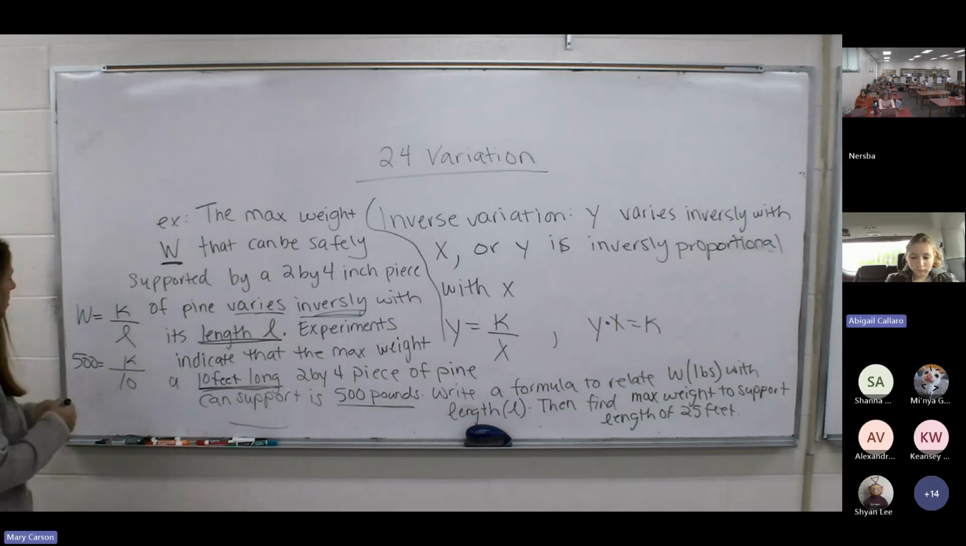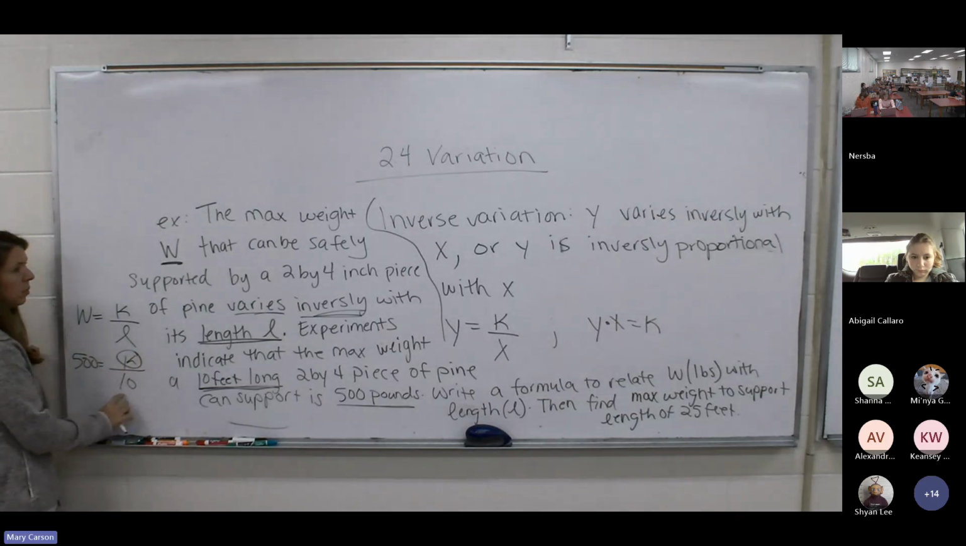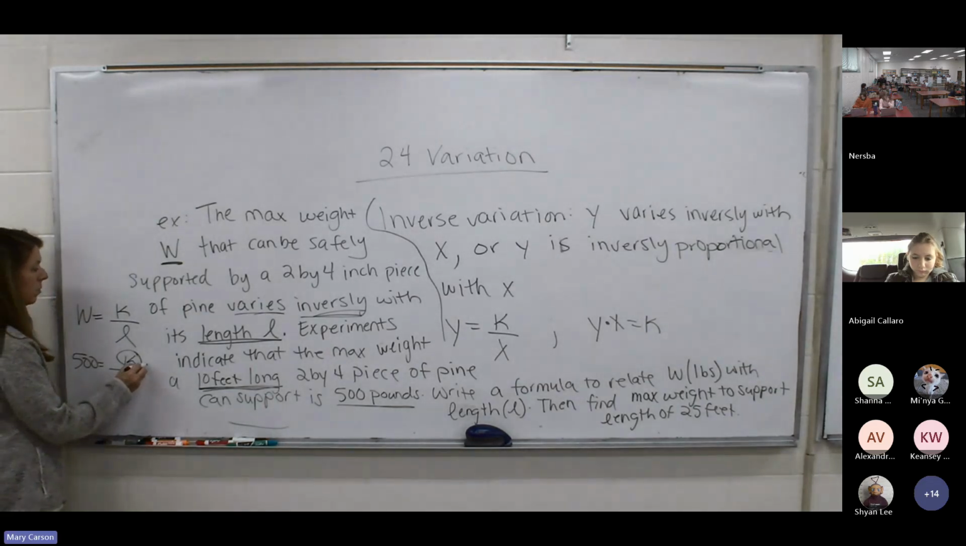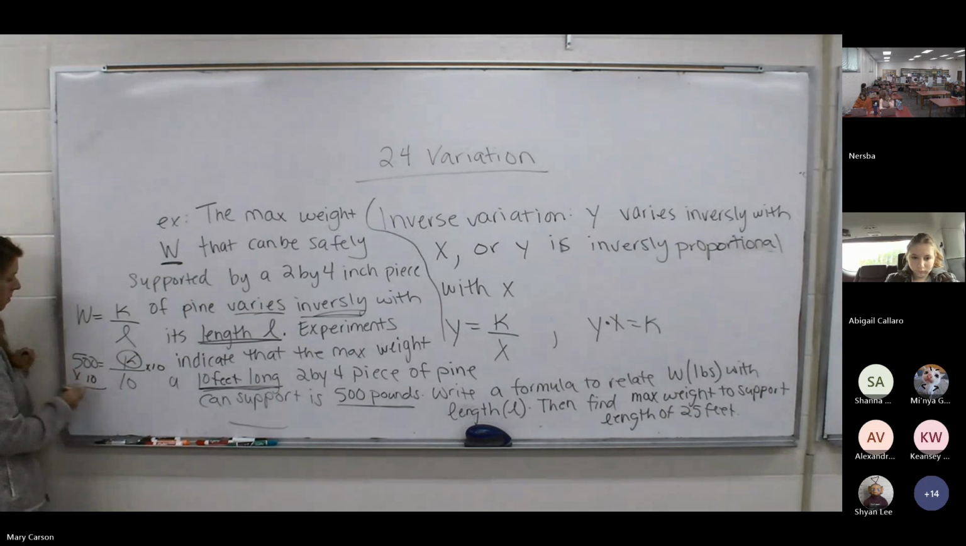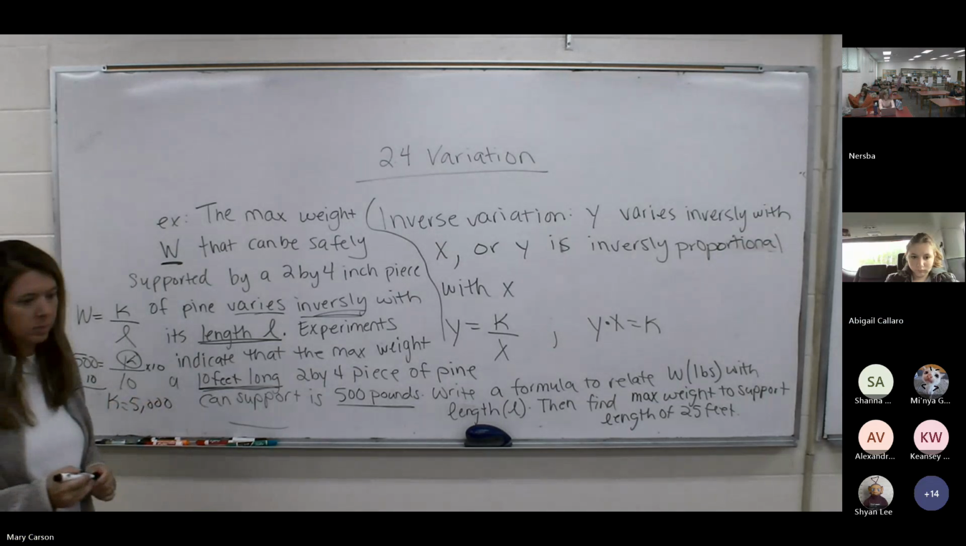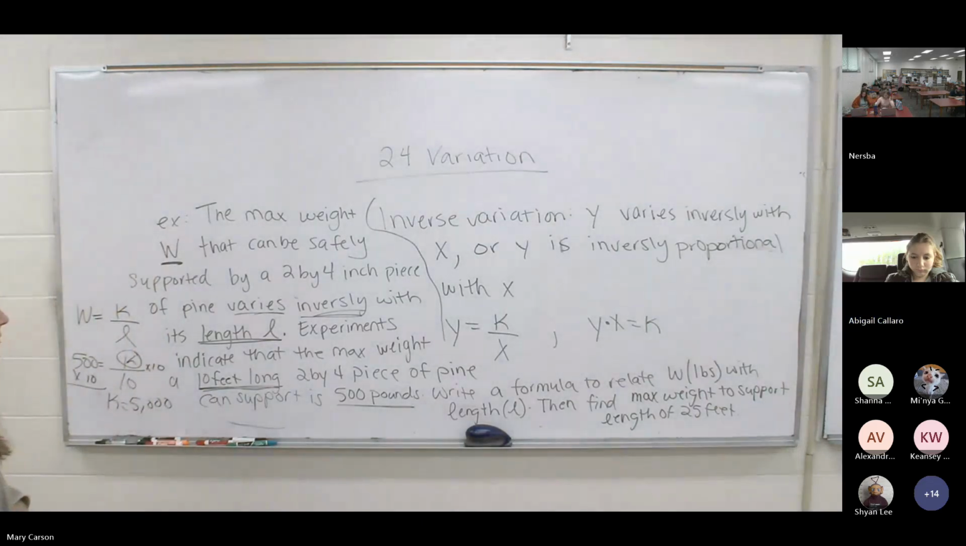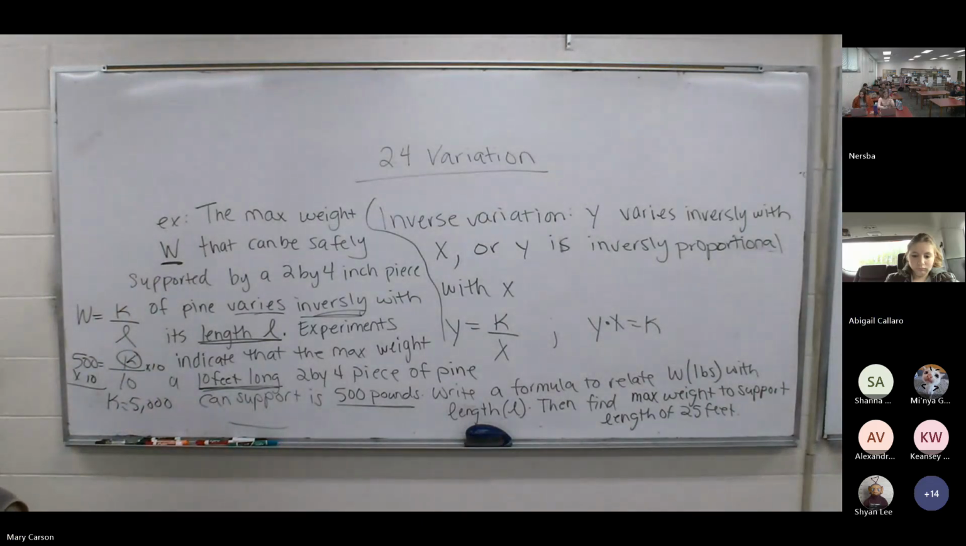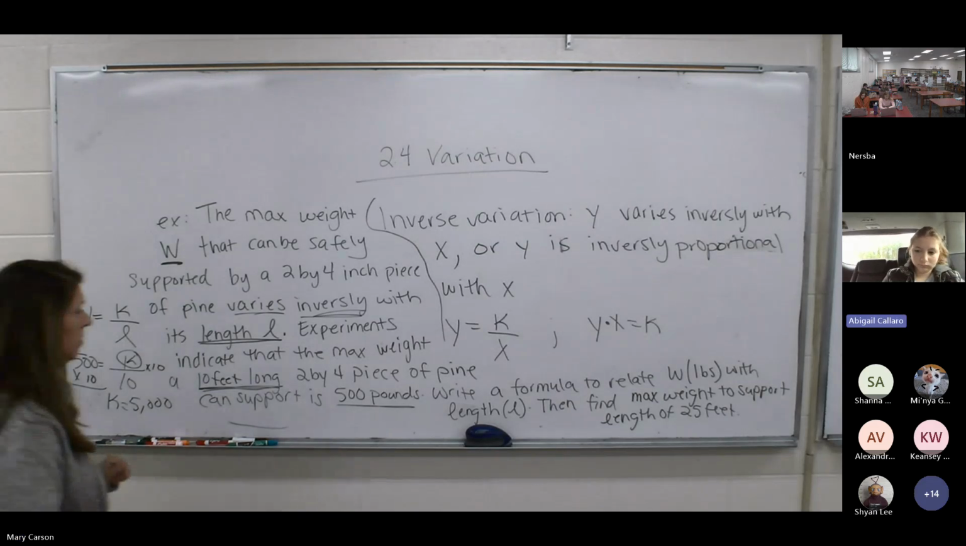How do you solve for K? K is being divided by 10, so what would you do to get rid of it? These are being divided, so what do we do? Times it by 10. Yes. So K is gonna be what? Big number. 5,000. Everybody with me so far? Did everybody get K is 5,000? Then what do we do? Trace this over here.